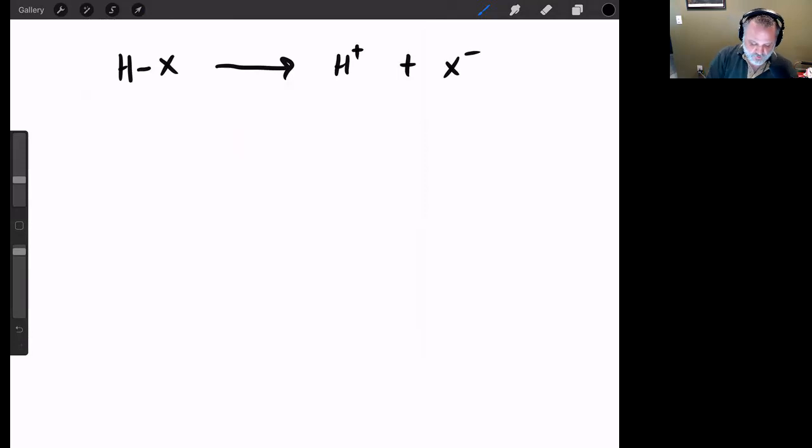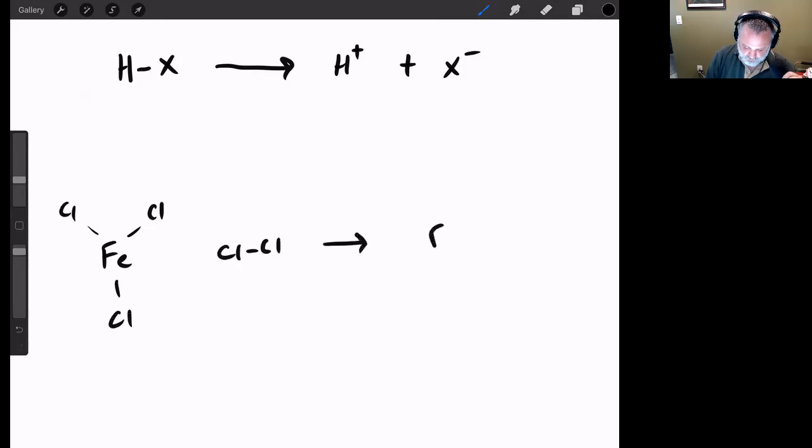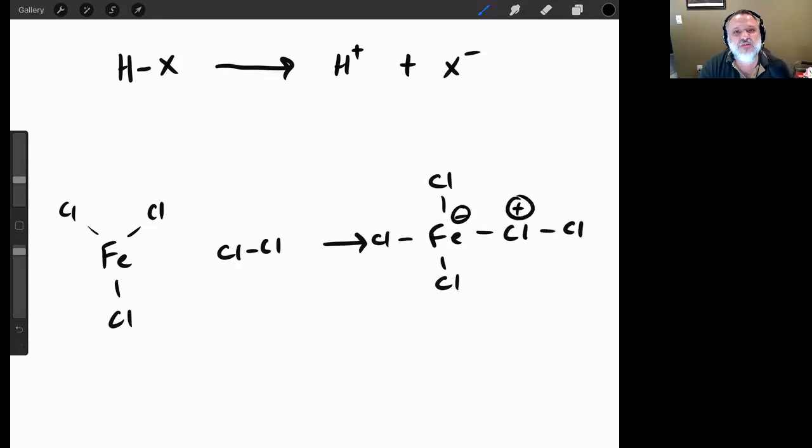But what about this reaction? Is this an acid-base reaction? And if so, is it a Bronsted-Lowry acid-base reaction? The answer is it is an acid-base reaction, but it's not a Bronsted-Lowry acid-base reaction. It's actually a Lewis acid-base reaction.